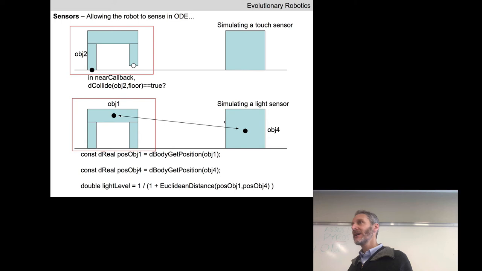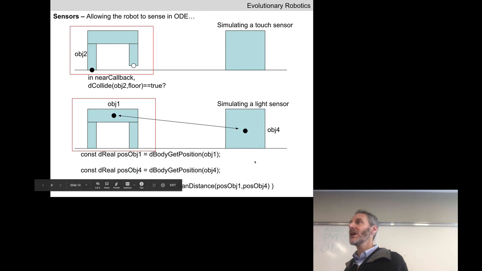Again, this doesn't take into account shadows. So we could also imagine adding some more machinery to detect whether there are any objects between this object and this object. It gets complicated, but for our purposes, this is basically what's going on under the hood, right?